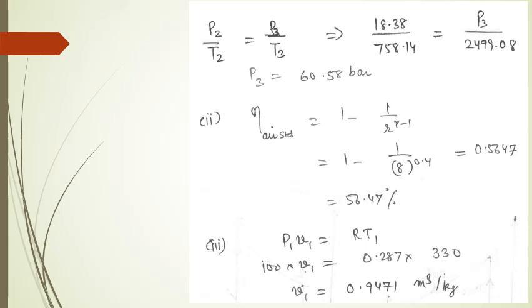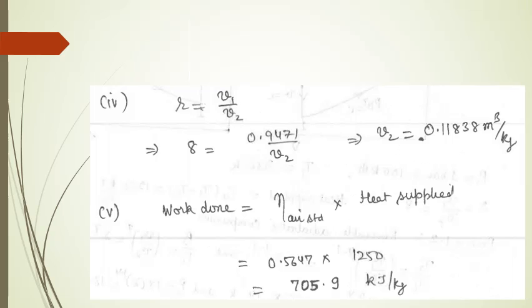Now the air standard efficiency can be calculated with the help of this expression, that is 1 minus 1 upon R raised to power gamma minus 1. And with the help of this expression, the value of air standard efficiency comes out to be 56.47%. With the help of the state equation at state 1, that is P1 V1 equals RT1, we can calculate the value of V1, and that is coming out to be 0.9471 meter cube per kg.